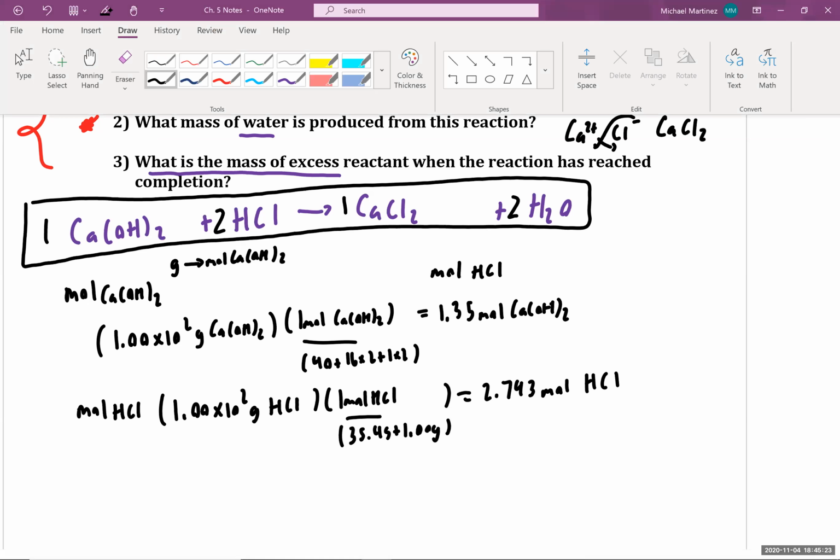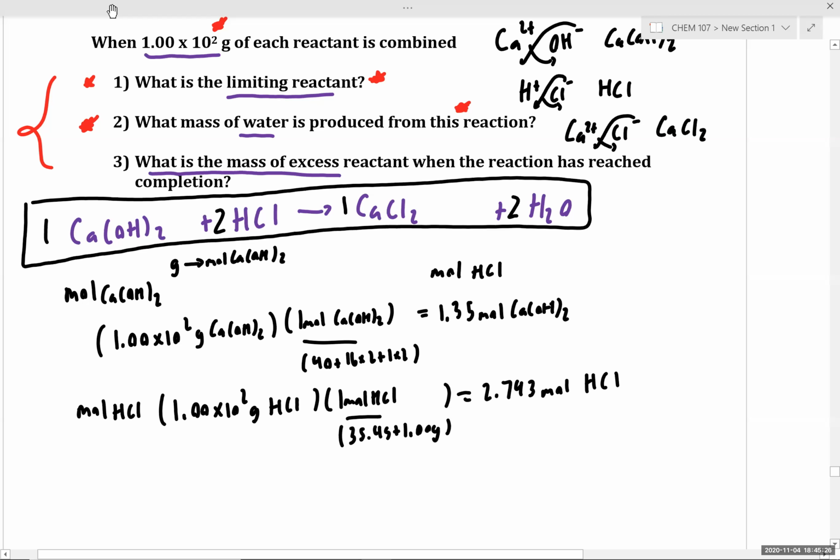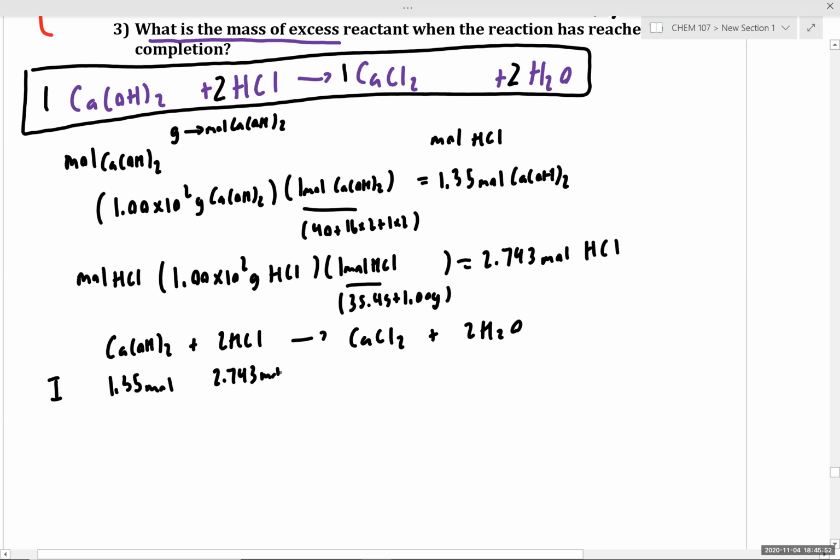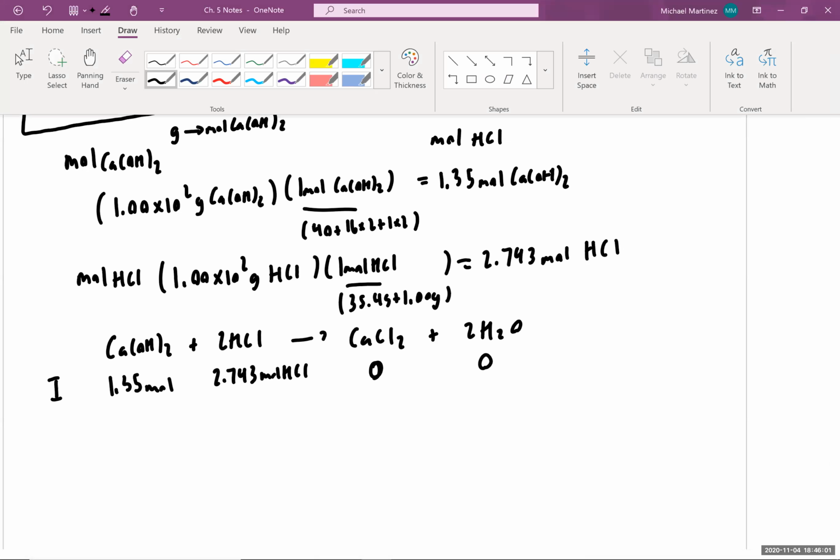Okay, now we're ready to set up our ICE table. So I'm going to write out each of our reactants, making sure to account for the coefficients. We know that our initial moles are given. So we have 1.35 moles of calcium hydroxide, 2.743 moles of hydrochloric acid, and 0 moles of each of our products. And now this is really important. This is where you need to pay attention to stoichiometry.